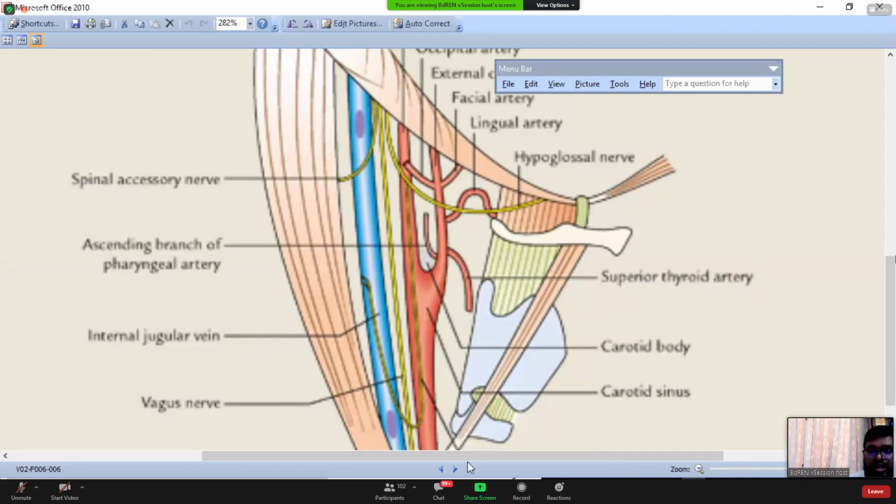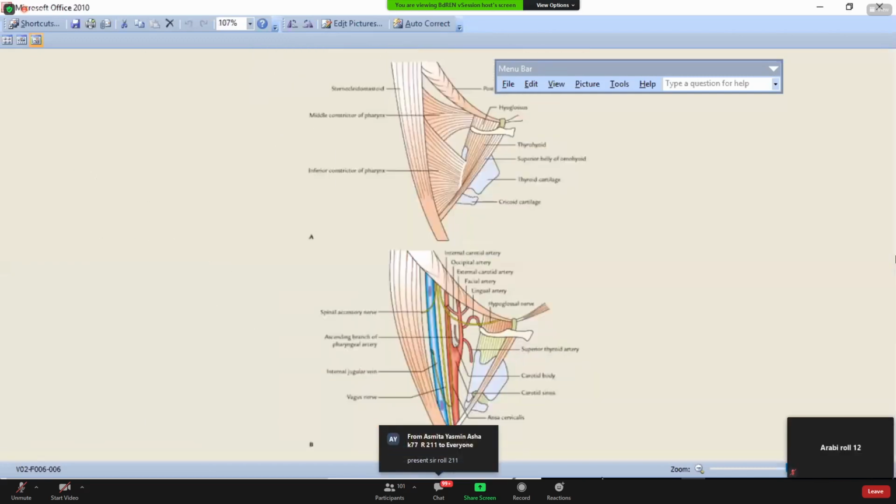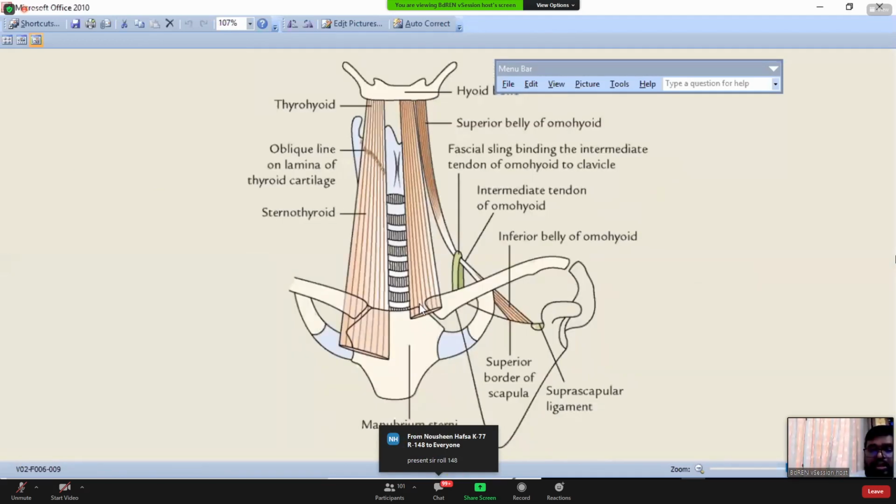Last one, it's not that important. This is the muscular triangle. You can see it. Muscular triangle, right. As you can see, the muscular triangle is formed by the anterior median line of the neck, superiorly by the superior belly of the omohyoid muscle, and posteriorly by the anterior part of the sternocleidomastoid. This is the muscular triangle.